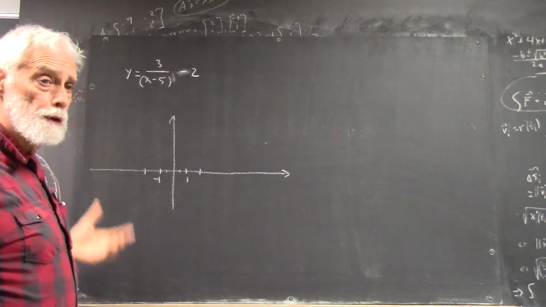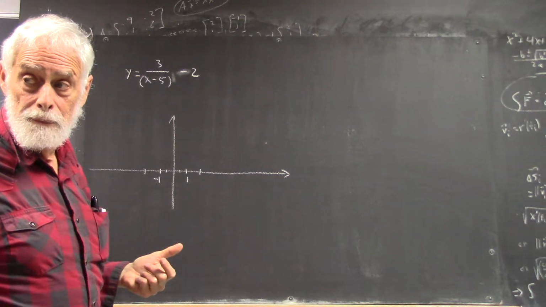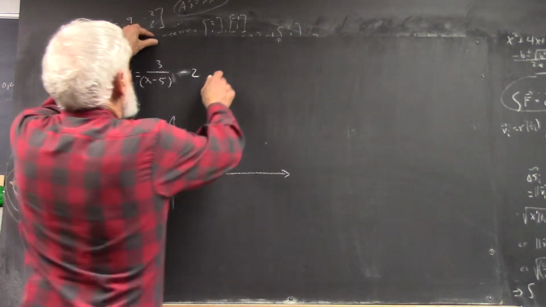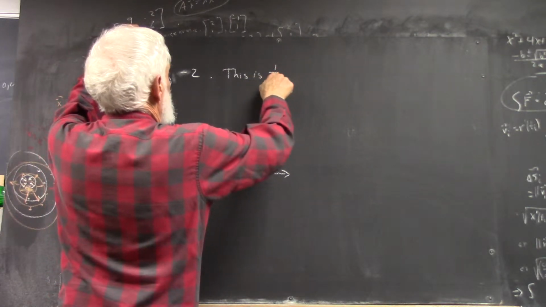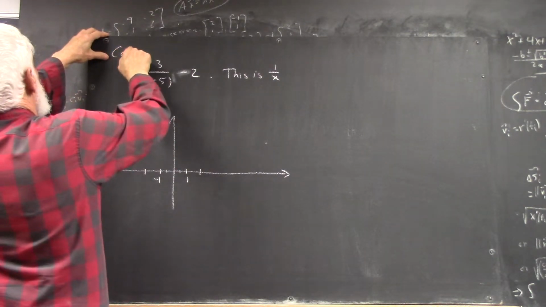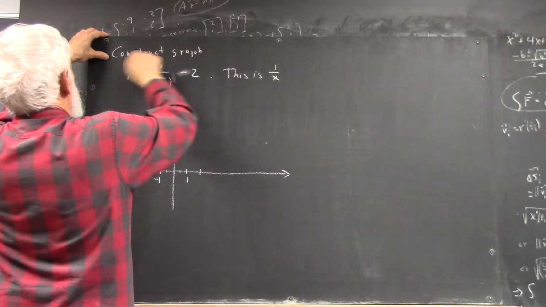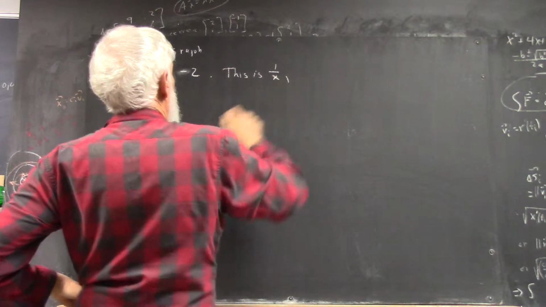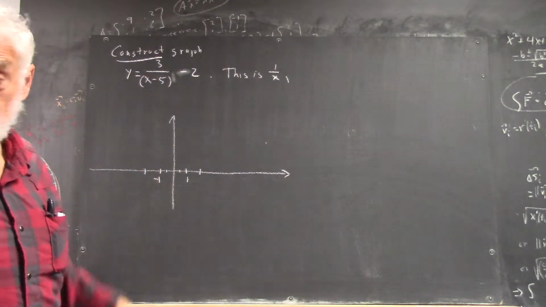So we start with what graph? What function is this a transformation of? 1 over x. It's 1 over x, right? You should recognize that immediately. Okay, this is 1 over x. What's the first transformation that you have to do in order to get this?